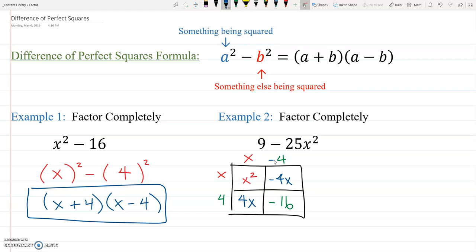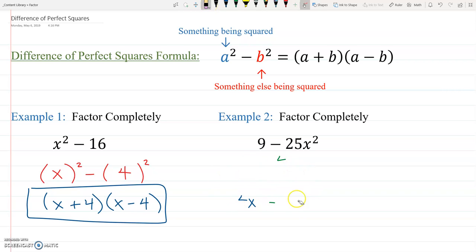Okay. So if it's a difference of perfect squares problem, this always happens. These 2 always cancel each other out. All right. So as long as you recognize it, we don't need to waste time on the area model. We can just get right to writing down our answer.